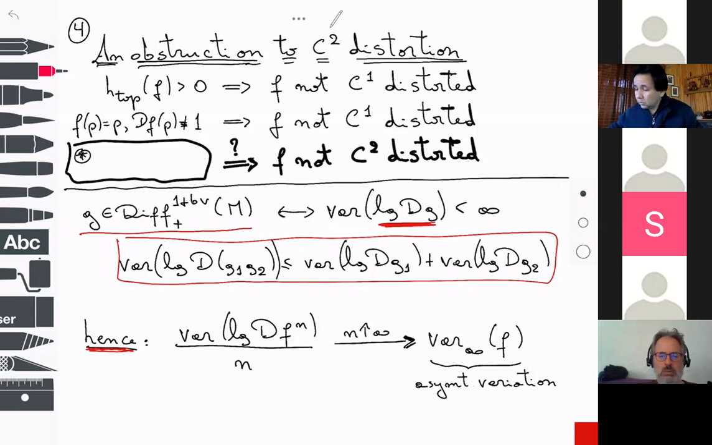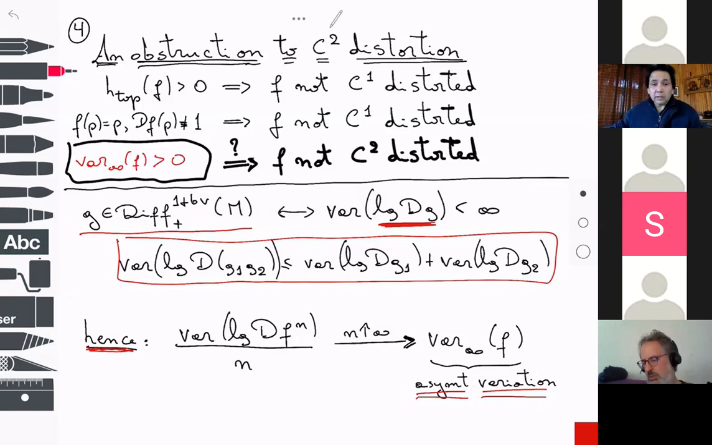Okay. So I have two papers where I call it the asymptotic distortion. And I think this is not the right name because now it is related to distorted diffeomorphisms. But I prefer to call it now the asymptotic variation. Okay, here I have a claim to state, which is very natural. If you have positive asymptotic variation, then the map cannot be distorted. Okay, this is obvious. This is because of the inequality of subadditivity for the variation of the logarithm of the derivative.